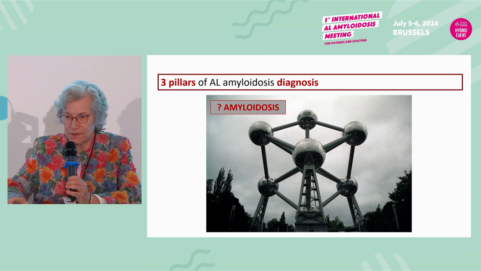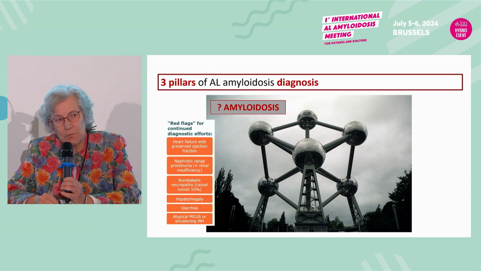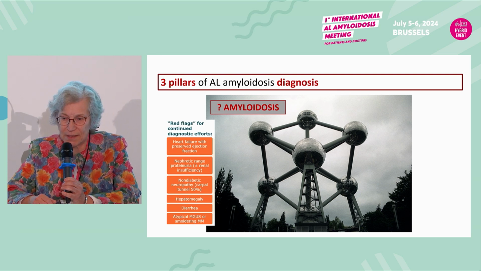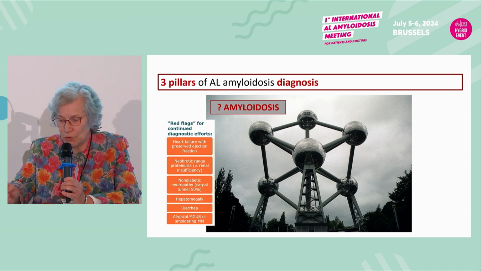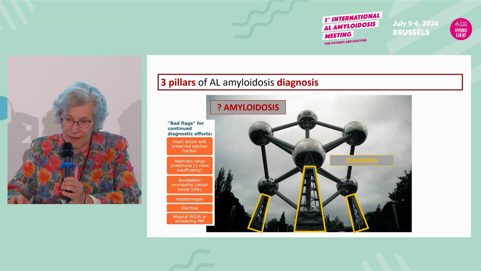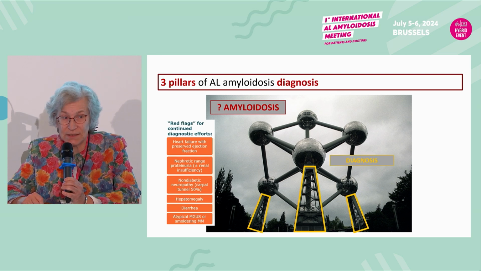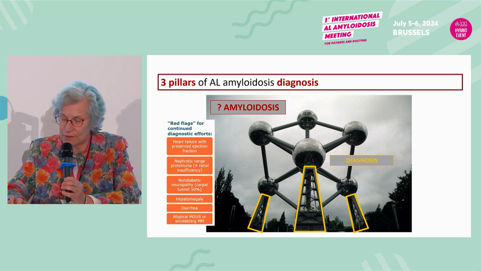So when you think about amyloidosis, maybe because you have some red flags like heart failure with preserved ejection fraction, nephrotic range proteinuria, polyneuropathy in the absence of diabetes, or MGUS with an atypical presentation, you will think of amyloidosis. But then, in order to recognize this disease, you will have to think about the three pillars that will lead you to diagnosis. And as you can see, I've chosen this emblematic building of Brussels for those of you who want to visit our city.